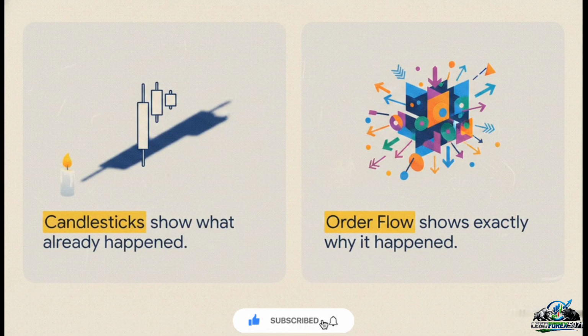Most beginners stare at candlesticks, trying to guess the future based on the past. But candlesticks only show you what already happened. Order flow, on the other hand, shows you exactly why it happened. It takes you right behind the scenes to the raw data of buyers and sellers clashing, in real time.